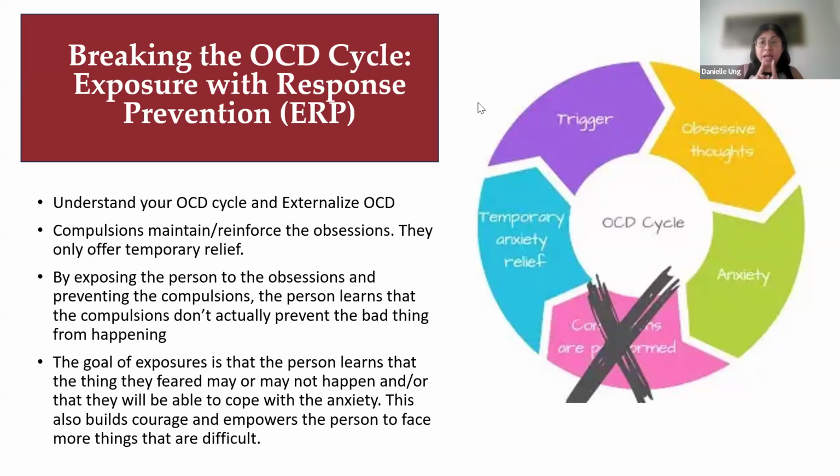By showing the person that you can have the thought, you don't have to engage the compulsions, and that nothing bad will happen, and that you can handle this distress, you can handle that anxiety, you can cope with it, the person actually learns that you're right, these compulsions don't actually prevent the bad thing from happening, and I'm able to cope with the anxiety that the obsessions cause. And because of that, the obsessions actually tend to decrease because they no longer cause that high level of anxiety in that individual. This also encourages the person to build courage and empowers them to face more things that are difficult. Okay.